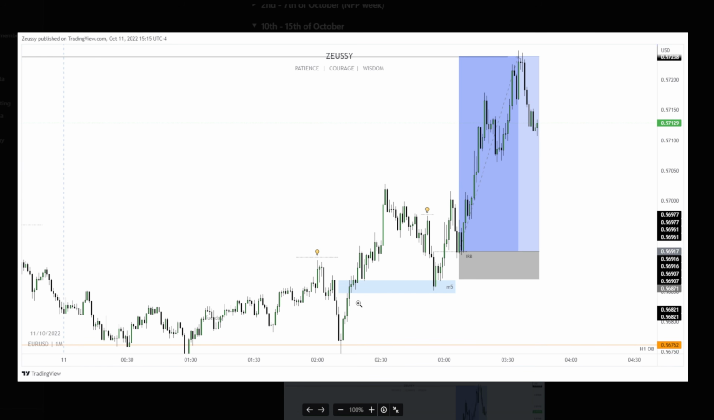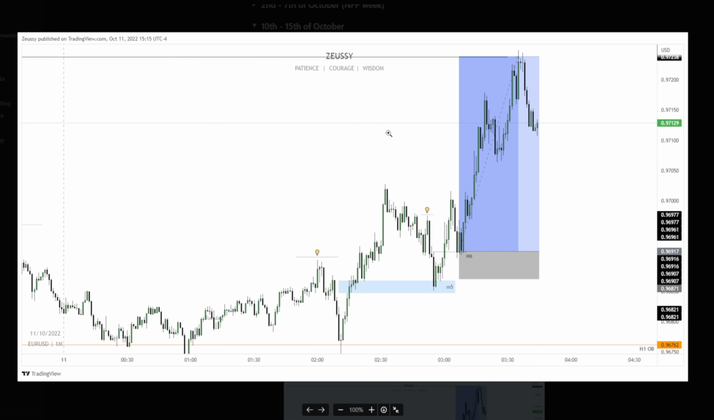On the lower time frame, we can see that the market rebalanced this 5 minute fair value gap. A lower time frame market structure shift occurred, and then I went long within this bullish order block here, target this high, a liquidity void here, and the Asian highs up here. And this was just an enormous trade.